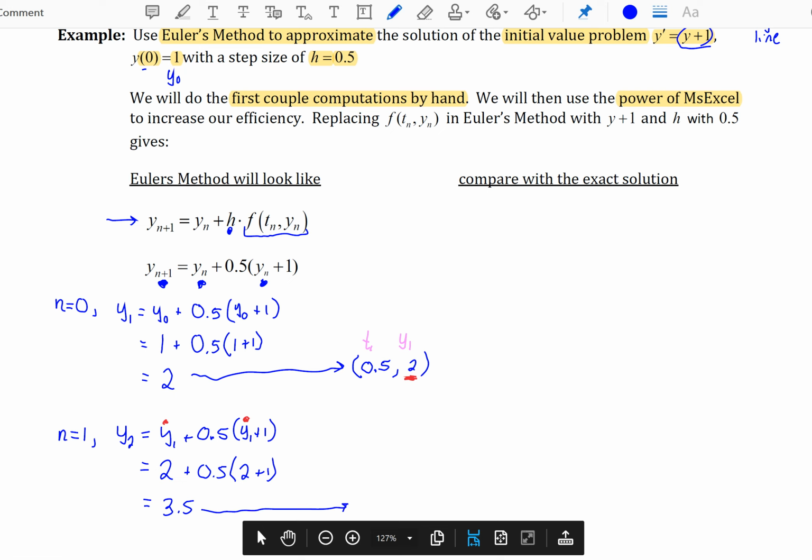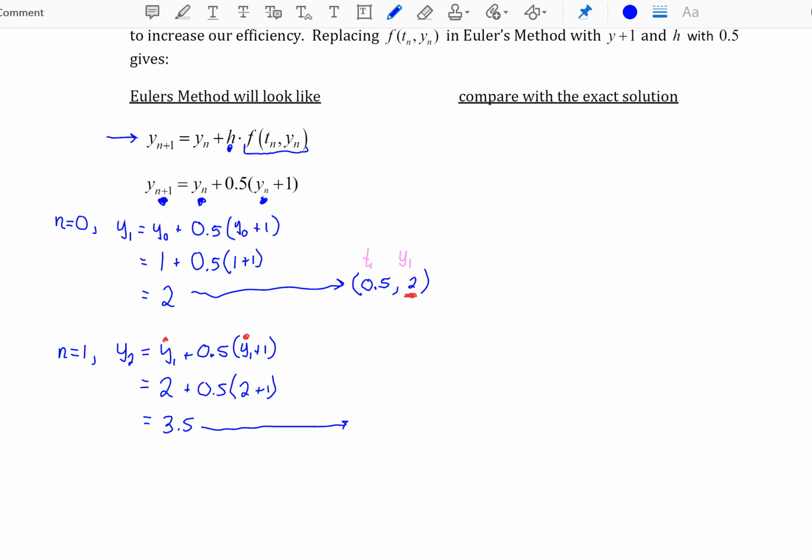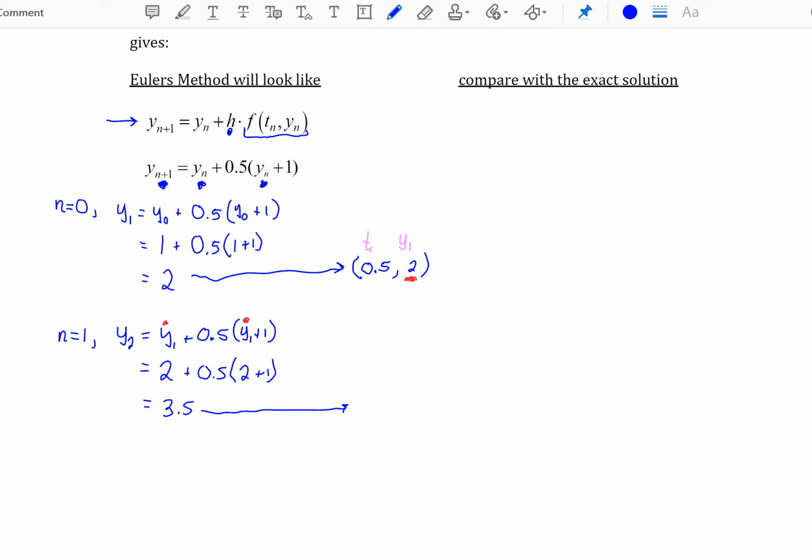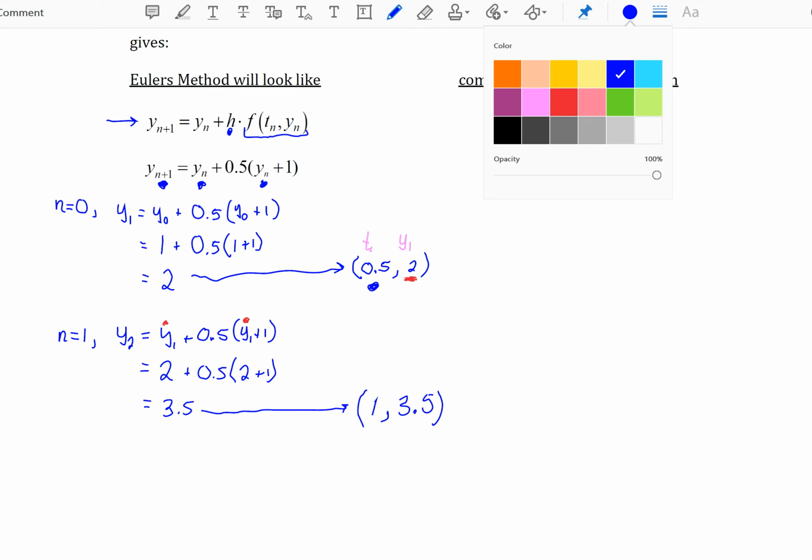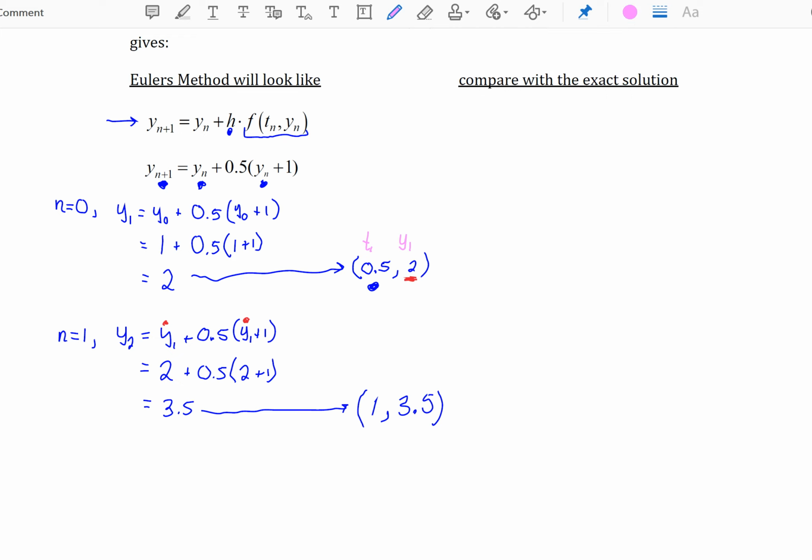Which should give us our second point that we can plot. Now remember, if we're taking a step size of 0.5, then we're going to add 0.5 to our previous value to get to a t value of 1, and our y value is going to be 3.5. Where this is going to be t2, and this is now going to be y2.